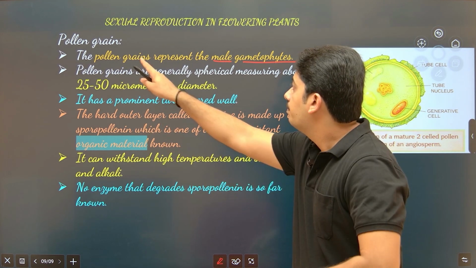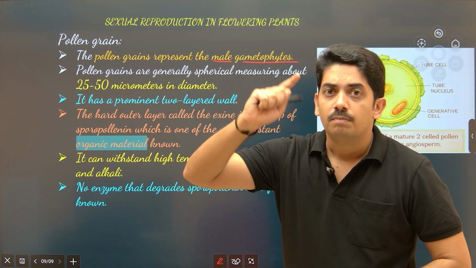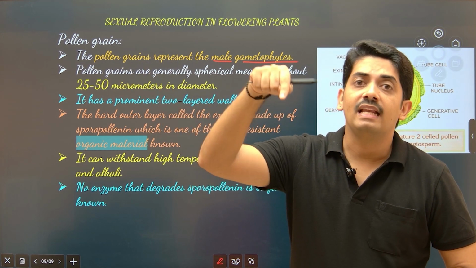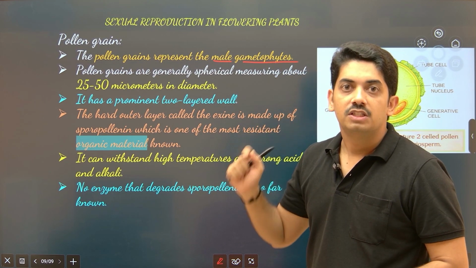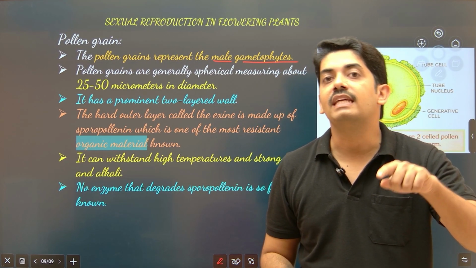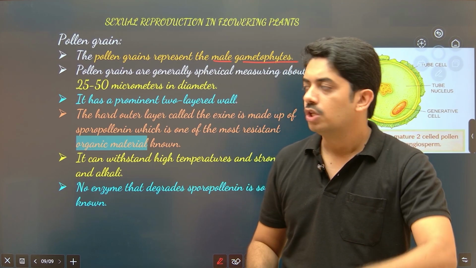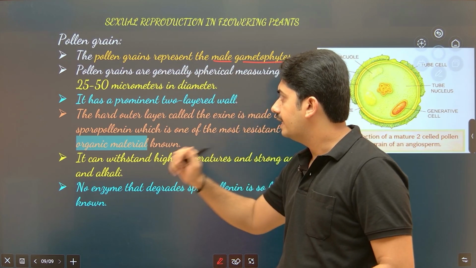Make sure that pollen grain, remember, pollen grain contains the male gamete. So pollen grain will be the male gametophyte. The structure which bears the gamete is called the gametophyte. So the pollen grain is the gametophyte.